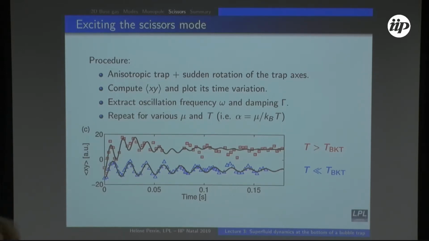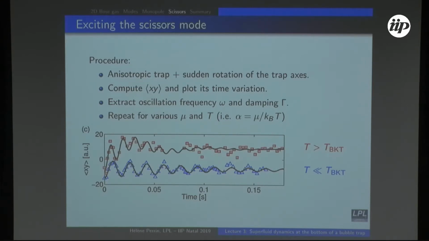Thanks to RF bubble, we can control everything with the polarization, amplitude, etc. We instantaneously almost change the main direction of the trap. The gas is out of equilibrium. It oscillates, and we record the oscillation of the average value of xy as a function of time. So we see typically 2 kinds of behavior.